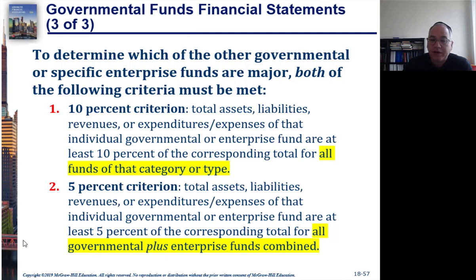If you meet both of those criteria, then you are a major fund and you need to be reported separately. If you only meet one or neither of these criteria, then you're going to be grouped together into other governmental funds and shown in one column.